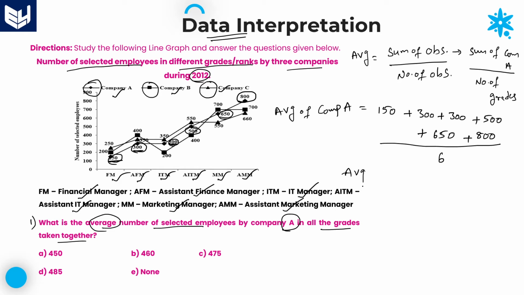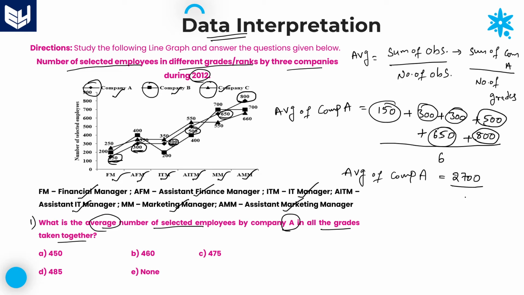Therefore, the required average of company A is equal to the sum of all the values. Here it is 300, 300, 600, 600 plus 800. This is 650, 150, that is 800. 800 plus 600, 1400. 1400 plus 500, 1900. 1900 plus 800, 2700.